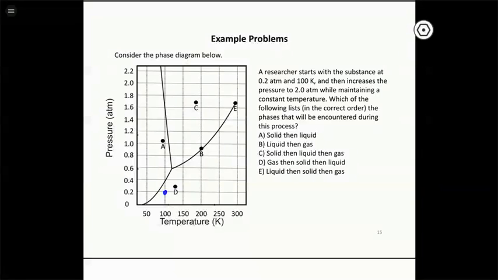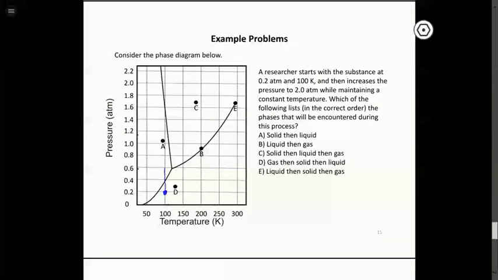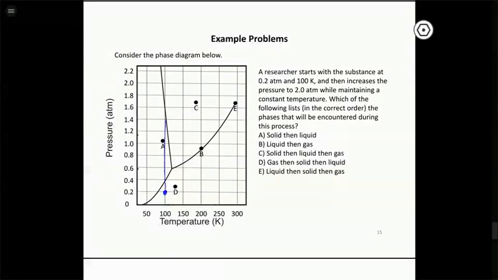So we're starting here and we're raising the pressure without changing the temperature. So we're basically going on a vertical line through our phase diagram. So we're going to follow this vertical line here. We're starting at 0.2 atmospheres, we're ending up at 2 atmospheres, so we're going to go up to this point here. All right, so that's the process we're doing. We're raising the pressure while staying at constant temperature. So we're drawing a vertical line in our phase diagram.